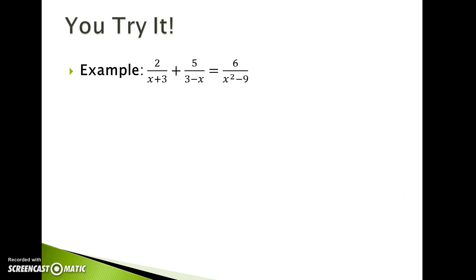Last but not least, we have a you try it. Go ahead, take a moment to write this down, hit pause, try it on your own, and then come back and see how you did, and I'll go over it with you.